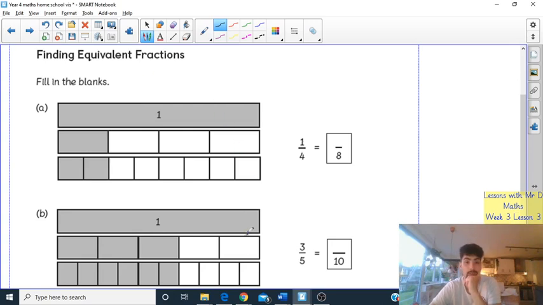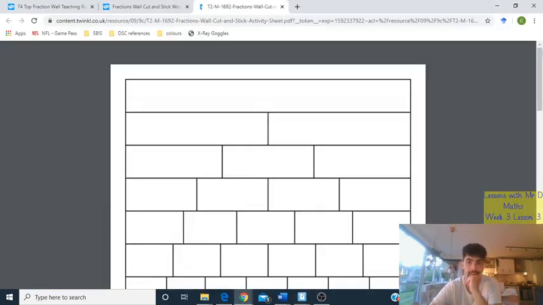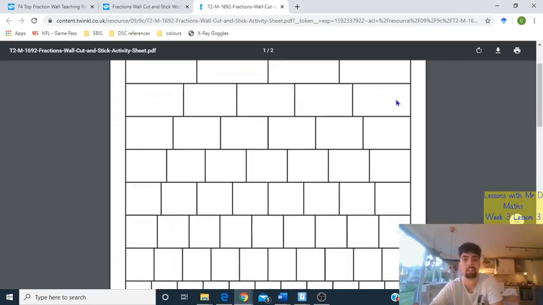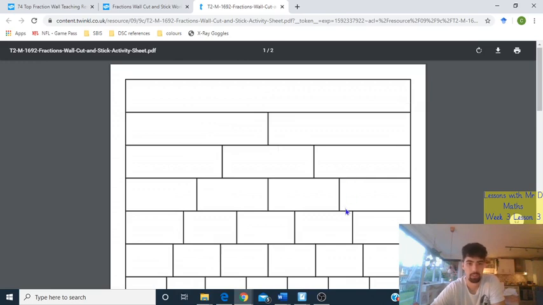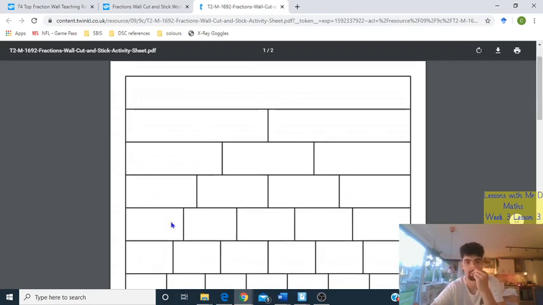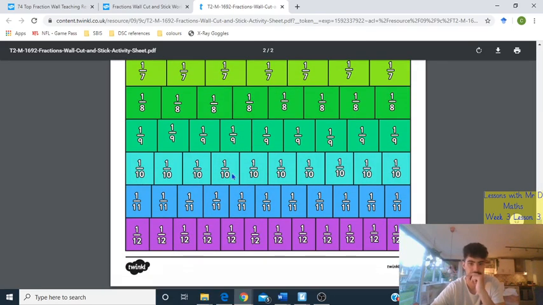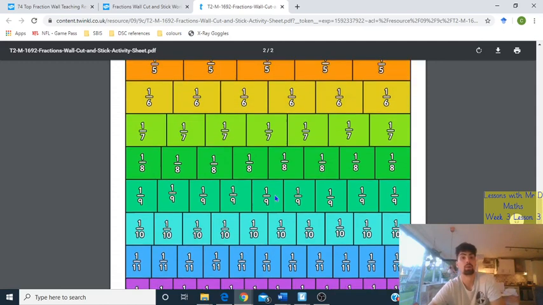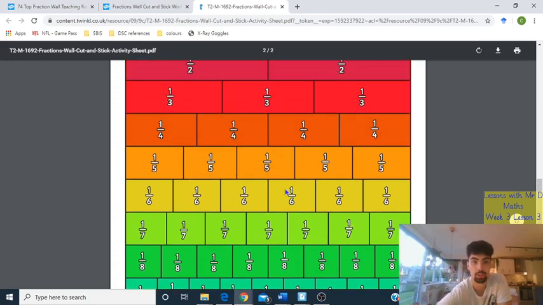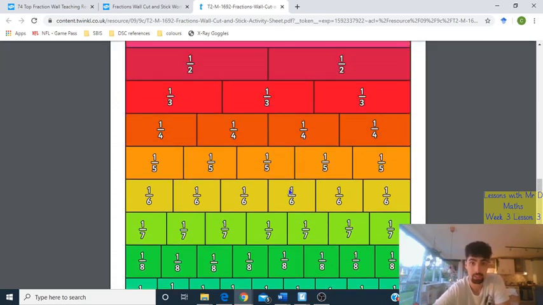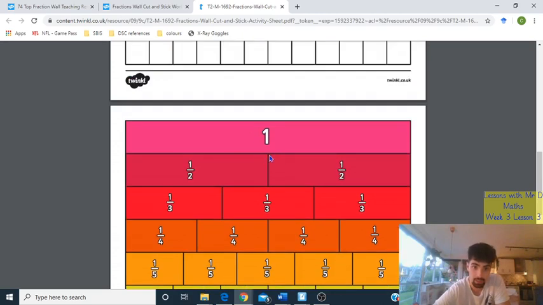But what you guys can do for me for definite is have a look at this fraction wall. This is a good way of seeing all the different fractions that are equivalent to each other. So this is your whole, and then each whole has been split into halves, thirds, quarters, fifths, sixths, sevenths, eighths, all the way down to 12th. It's quite a good visual tool to look at which fractions are equivalent to each other. So we know that a half, what's equivalent to a half? Well, you can probably use a ruler, every time that the lines match up, you know that you've got an equivalent fraction.